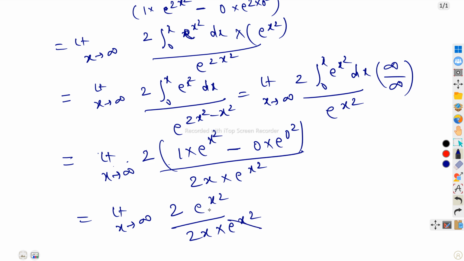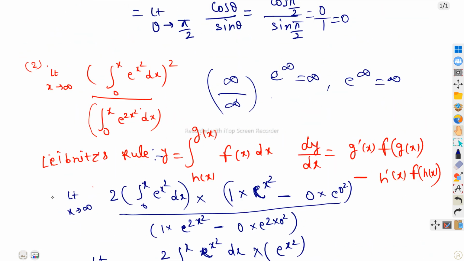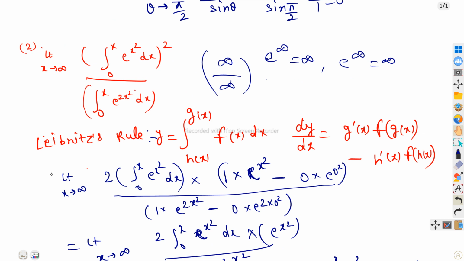And e^(x^2) cancels, and 2 cancels, limit x tends to infinity 1 upon x, and this equals 0. Since 1 upon infinity, 1 upon any larger number, x tends to infinity means x going to the largest real number, and 1 upon the largest real number equals 0. So we have the answer of the above limit, this equals 0.